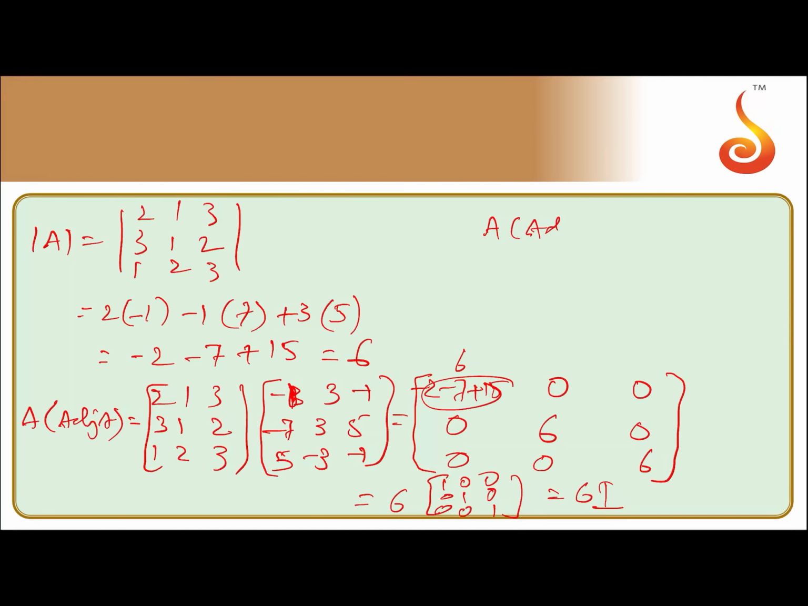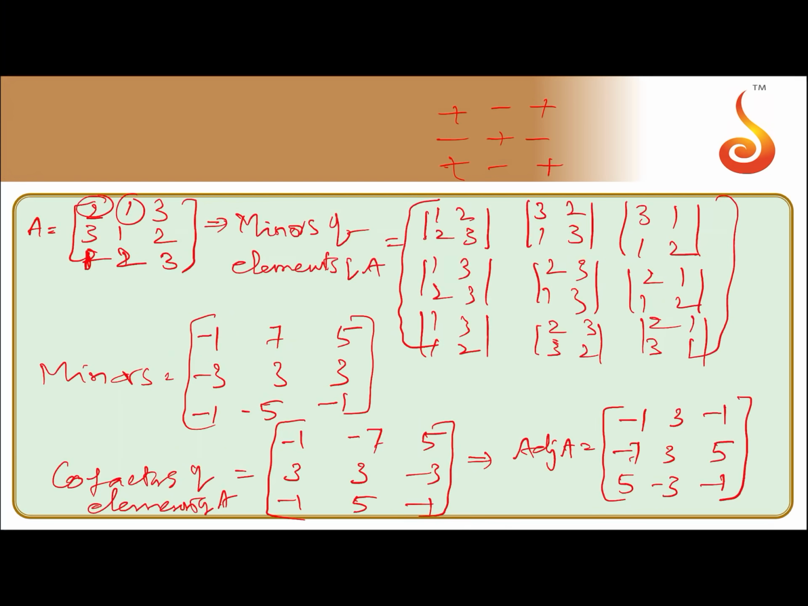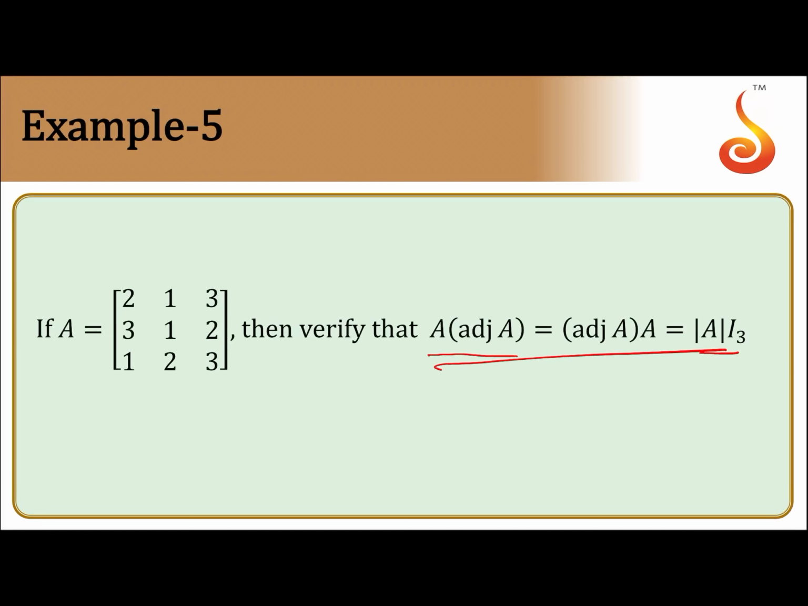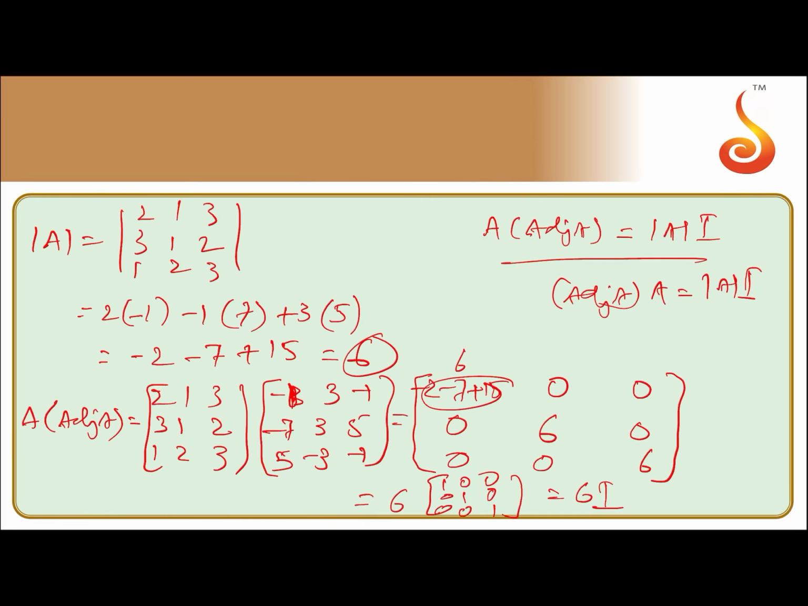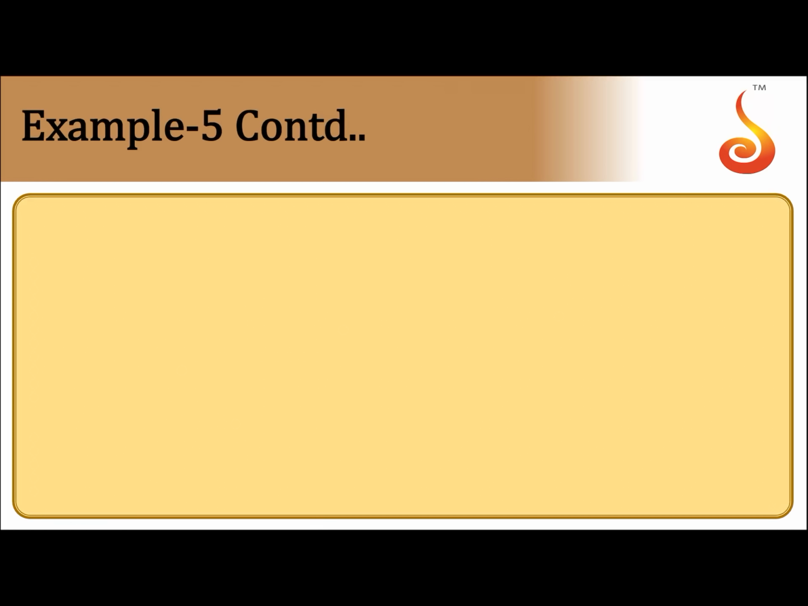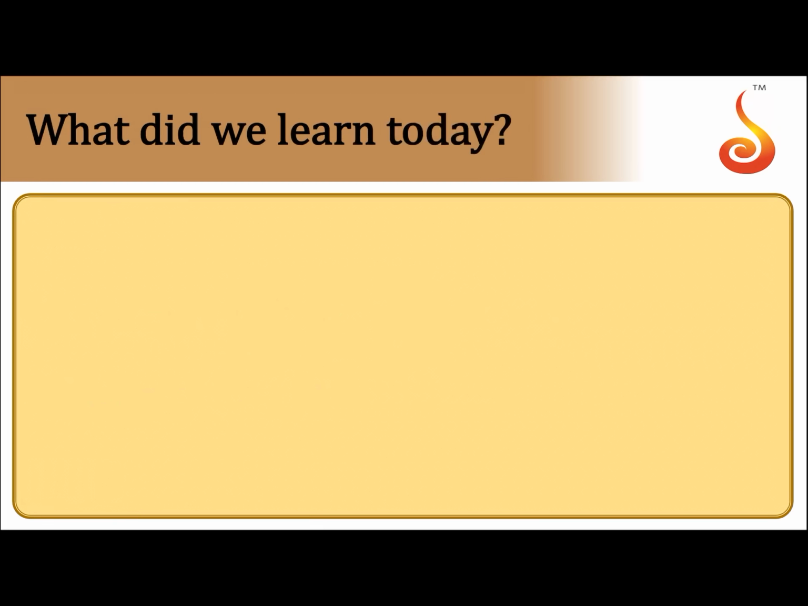So you got A times adjoint A equal to 6 times the unit matrix. Of course, the determinant of A is 6, so it is det A multiplied by the unit matrix I. Similarly, you could also prove that adjoint A multiplied by A is equal to det A multiplied by the unit matrix. That's example 5. Okay, so these are the problems.